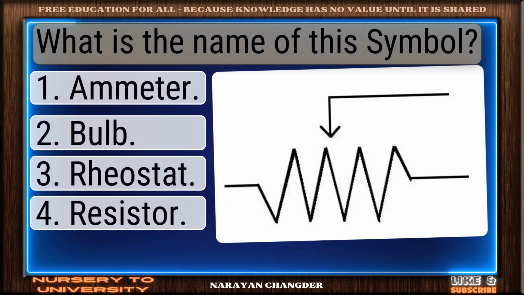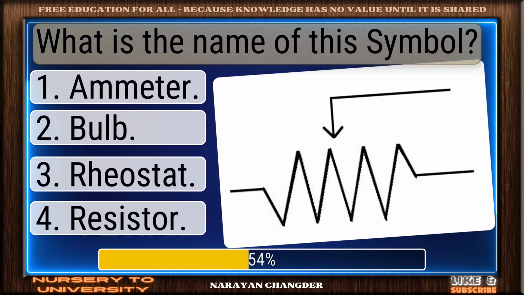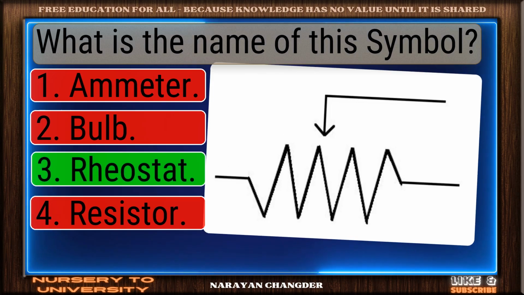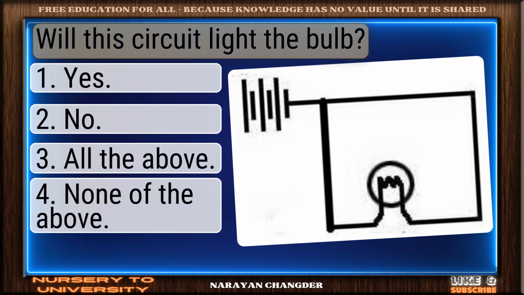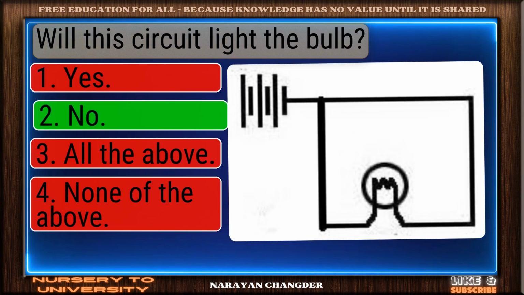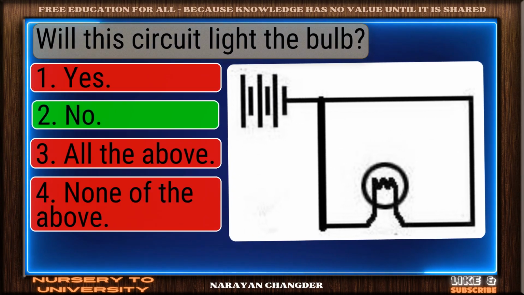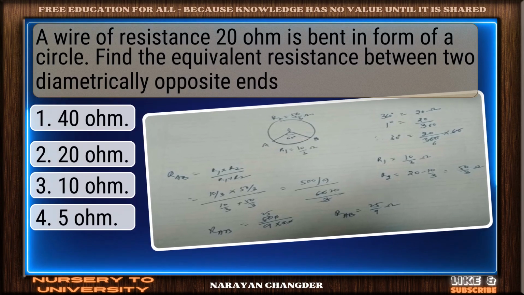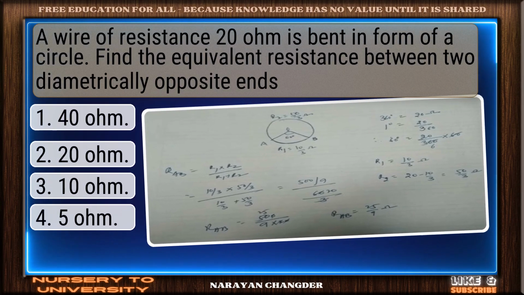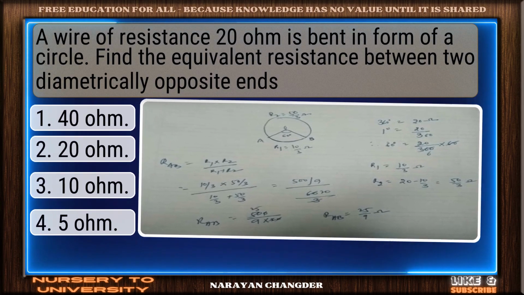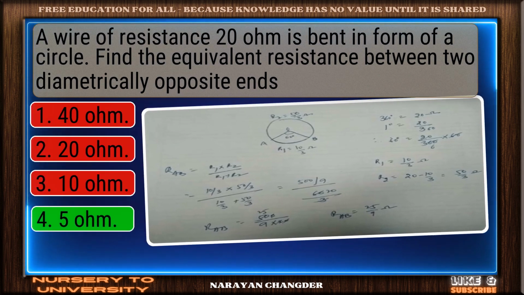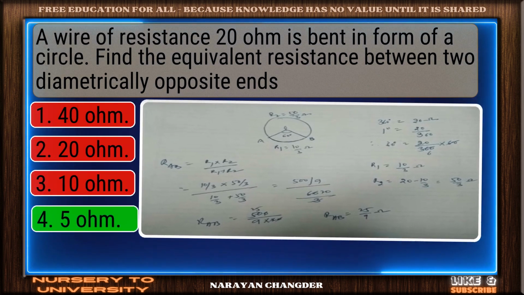What is the name of this symbol? You're right. Rheostat is correct. Will this circuit light the bulb? Nicely done. No is solid. A wire of resistance 20 ohm is bent in the form of a circle. Find the equivalent resistance between two diametrically opposite ends. Valid point. 5 ohm is true.